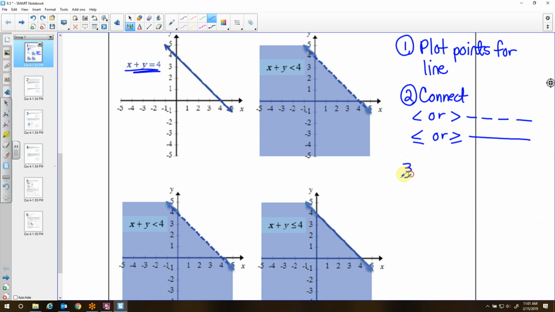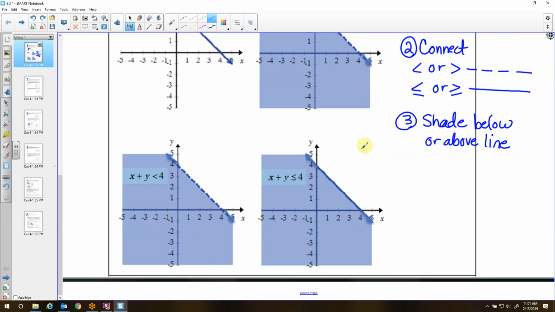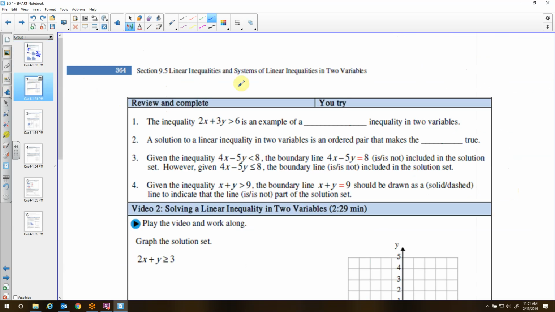And then our third step when we are doing linear inequalities is to shade either below the line or above the line. And I'm going to show you how to decide how to do that in just a second. Okay, let's actually do an example. So if we're filling in these blanks, the inequality is an example of a linear inequality. A solution to a linear inequality in two variables is an ordered pair that makes the statement true. So we're still making the statement true.